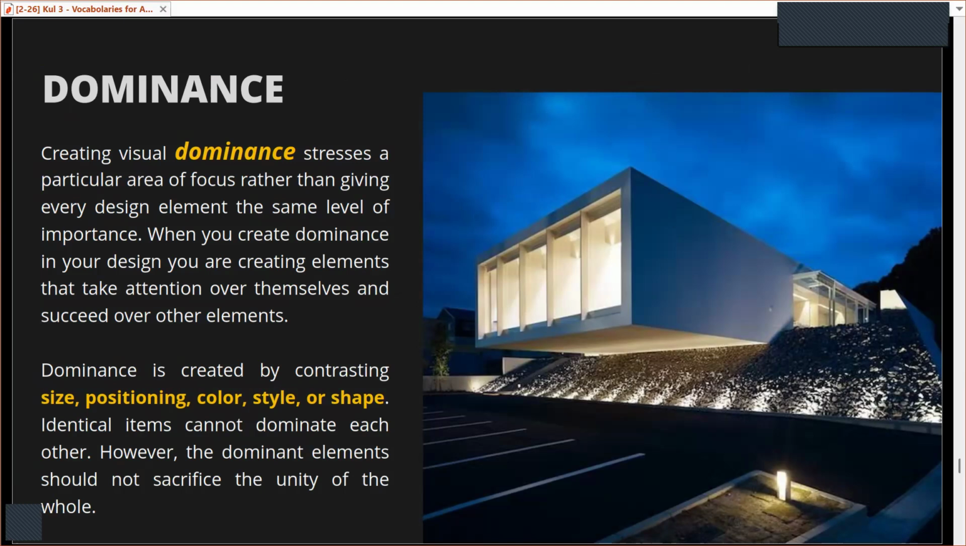Dominance, this is creating visual dominance. We know that this building creates dominance because the architecture behind it is buried. It seems like nothing is there. So it created dominance for this building. Creating visual dominance stresses a particular area to focus on rather than giving every design element the same level of importance. Dominance is created by contrasting size, positioning, color, shape, or style. If you see here, there are so many openings, and then suddenly you make a solid window and put it like this, in a big cantilever, creating dominance, of course.